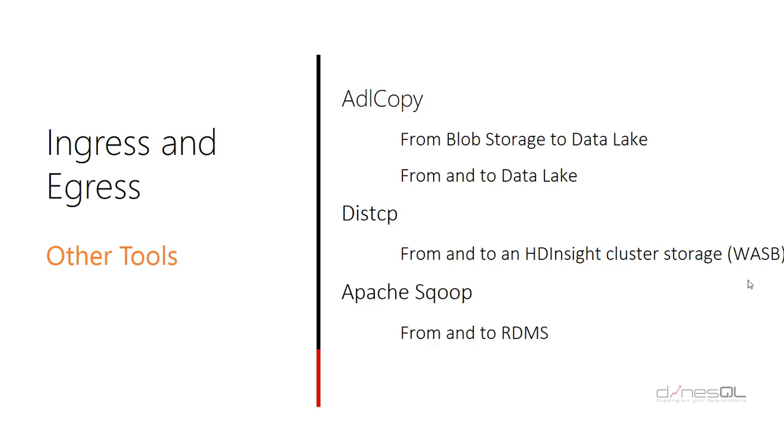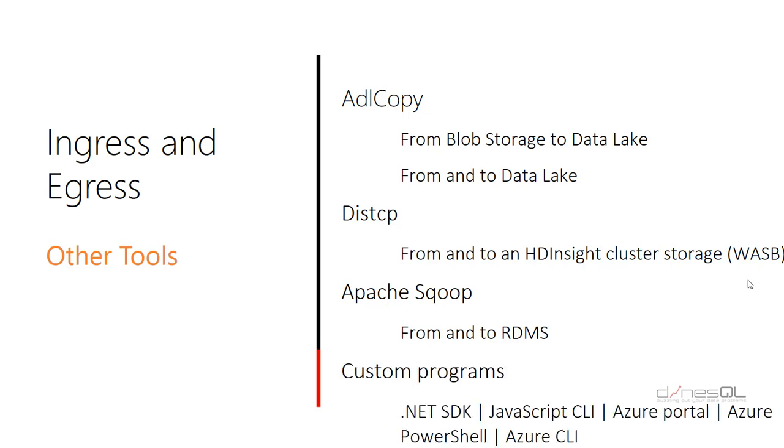Apache Sqoop is another tool in the Hadoop ecosystem. It is mainly used for transferring data between relational databases and big data repositories such as data lake store. So if you have a need, then this can be used too. In addition to that, you can create your own custom program using various languages, applications, and tools such as .NET SDK, Visual Studio, Azure CLI, or Azure PowerShell.